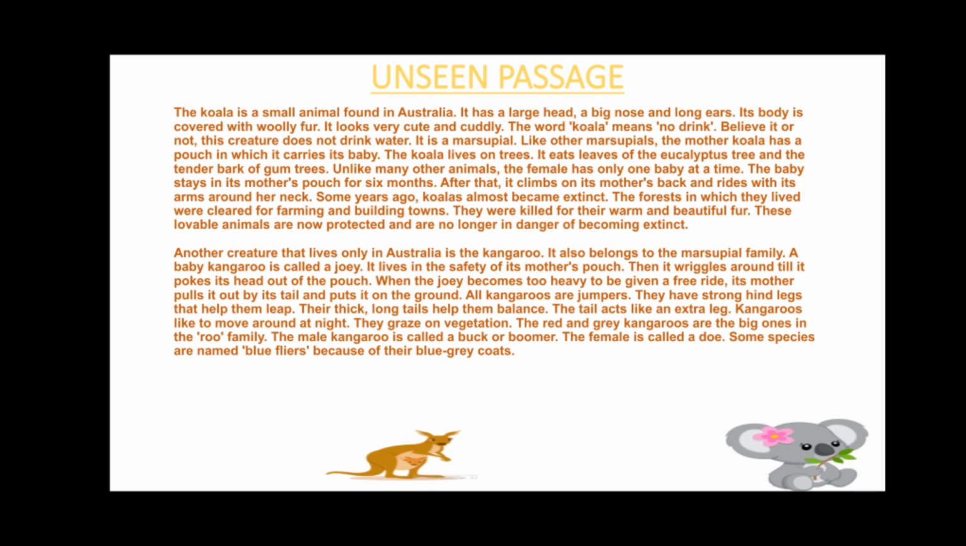The koala lives on trees. It eats leaves of the eucalyptus tree and the tender bark of gum trees. Unlike many other animals, the female has only one baby at a time. The baby stays in its mother's pouch for 6 months. After that, it climbs on its mother's back and rides with its arms around her neck.